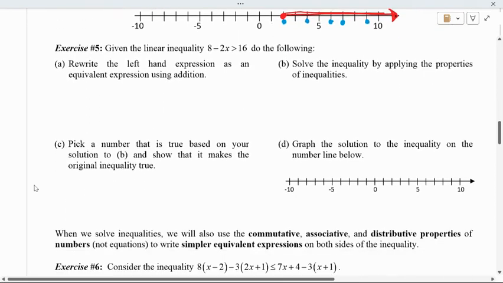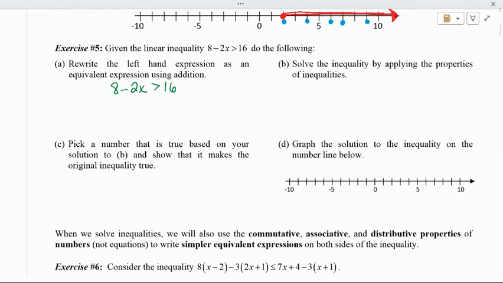Now let's look at this inequality. 8 minus 2x is greater than 16. So 8 minus 2x is greater than 16. What would you do first, Kenna, if you were trying to get x all by itself? What do you have to move away from the x side of the inequality? The 8. Is that a positive 8 or a negative 8 right now? So I have to use the opposite operation, which is minus 8.